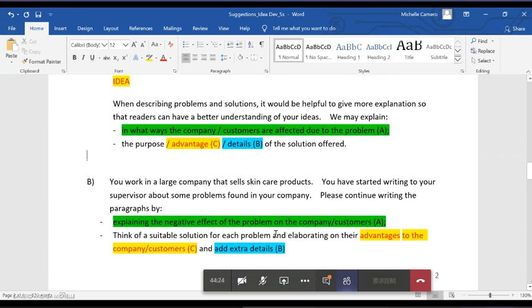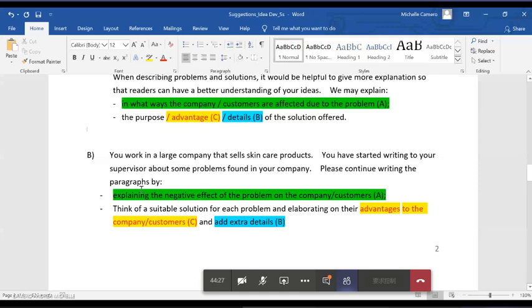Then, we've only got 3 minutes, so we're not going to have time, but I'll explain everything of this. It says, here is some example sentences. Here's an example situation. It says you work in a large company that sells skincare products. You have started writing to your supervisor about some problems found in the company. Please continue writing the paragraphs by trying to explain the negative effect of the problem on the company or customer. And then when you give the solution, remember you must give the advantage of the solution to the customer or the company, and then add extra details. Okay, so I'm going to highlight solution here because solution's important. And then if you want to add extra details, you can.